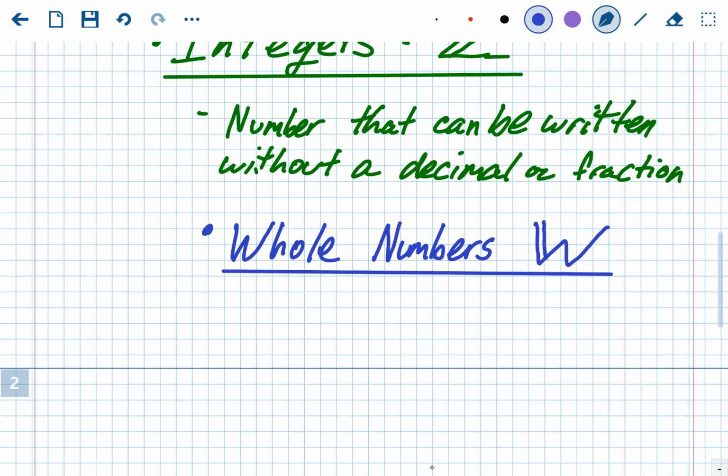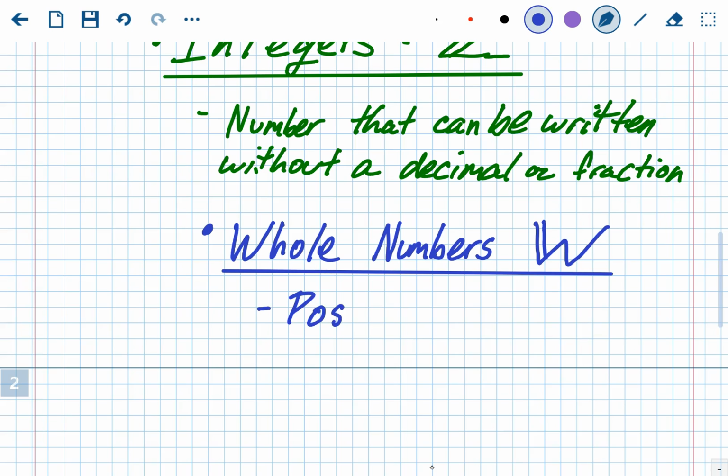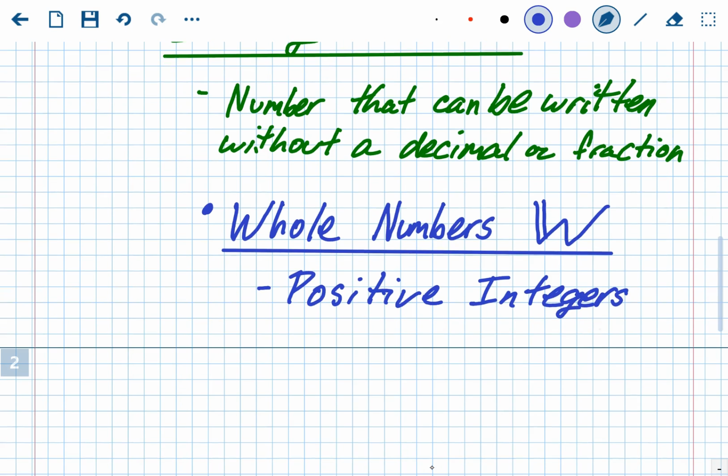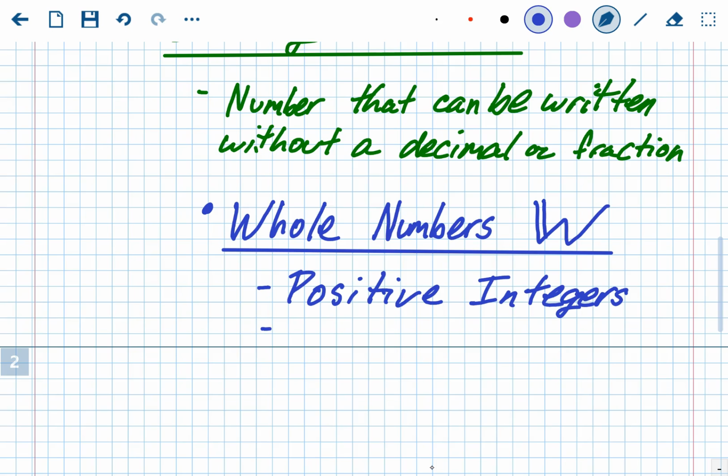Whole numbers are positive integers. Integers include negative numbers, but whole numbers do not. So whole numbers are all the positive integers, and then there's one extra number, the number 0. 0 is neither positive nor negative, but it is a whole number. So whole numbers are positive integers and 0.